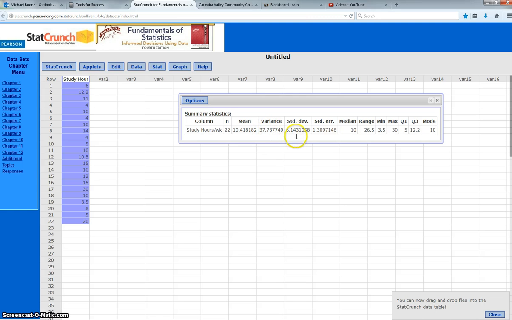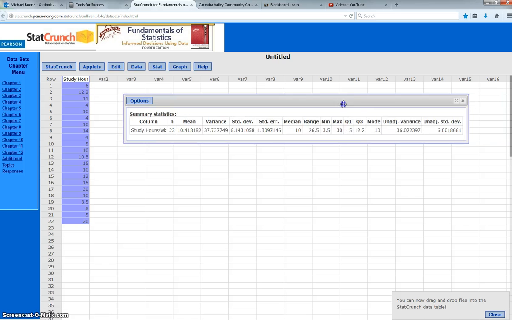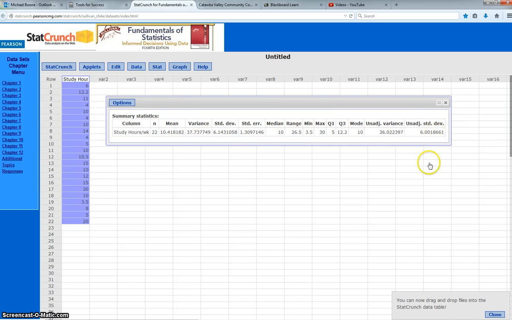If you wanted to find your population standard deviation and your population variance, if you go to your choices, unadjusted variance and unadjusted standard deviation, these are your population. They will be similar to the ones that we computed, but they are different. This is the population standard deviation. This is the sample standard deviation. This is the population variance. This is the sample variance. So if it's ever looking for a population standard deviation or a population variance, you need to make sure you click on the unadjusted.